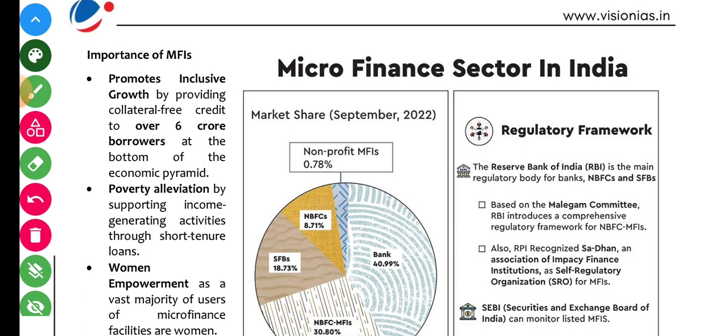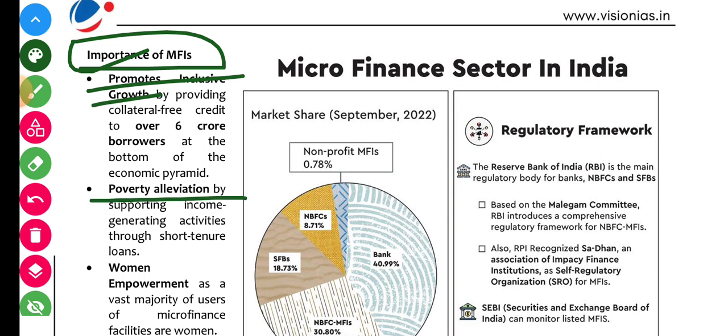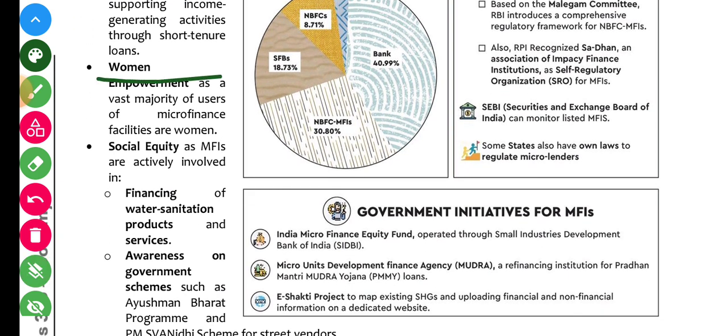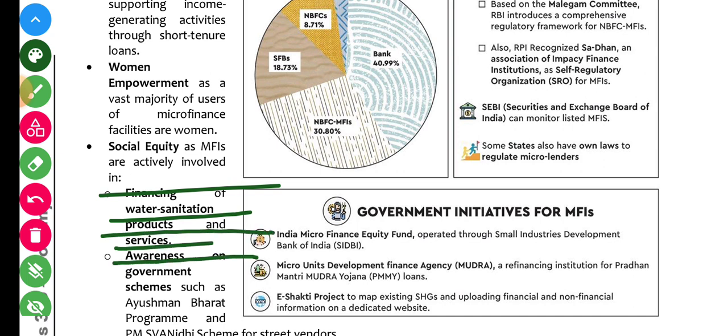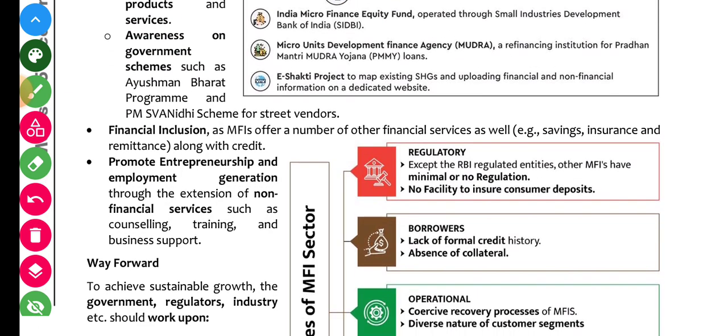Okay, so the importance of microfinance institutions: promotes inclusive growth, poverty alleviation, women empowerment, social equity, as microfinance institutions are actively involved in financing of water and sanitation products, services, awareness on government schemes such as Ayushman Bharat, Swanidhi scheme for street vendors, etc. Financial inclusion, rural entrepreneurship and employment generation. So keep this in mind.